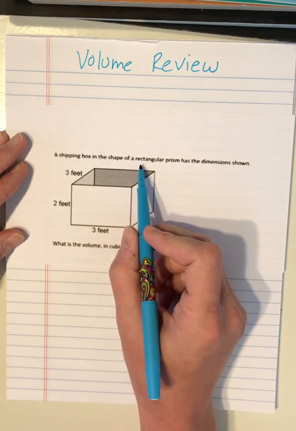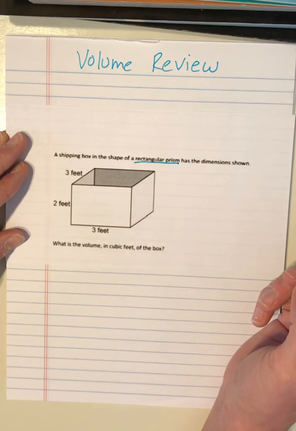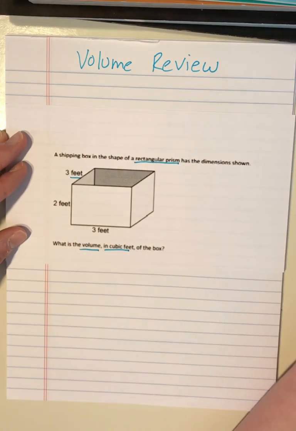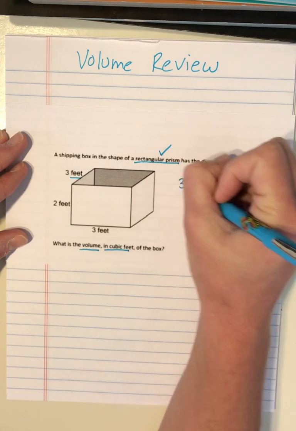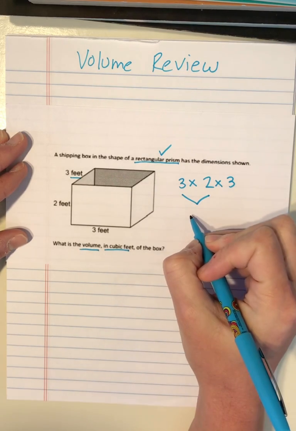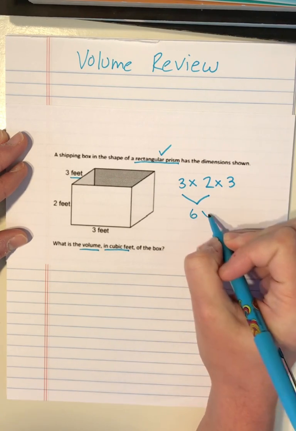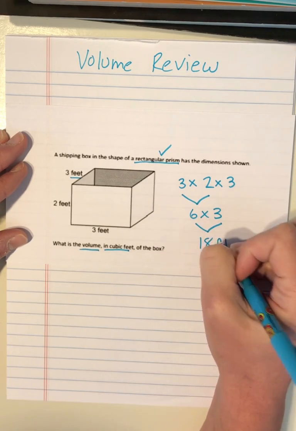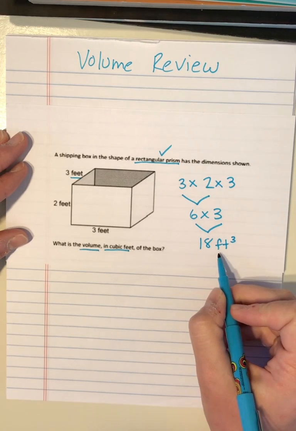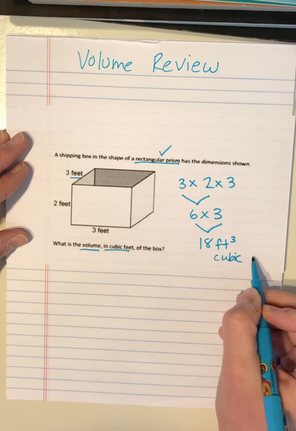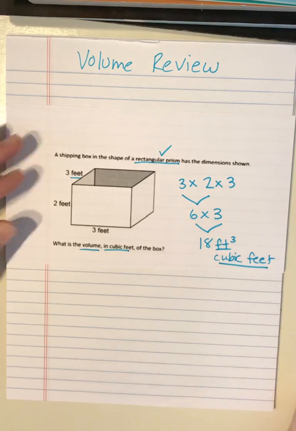It says a shipping box in the shape of a rectangular prism has the dimensions shown. What is the volume in cubic feet of the box? This time we know our answer is going to be in cubic feet. We know we can find the volume using the formula because it's a rectangular prism. So I'm going to do 3 feet times 2 feet times 3 feet. 3 times 2 is 6. 6 times 3 is 18. Remember, you can write your answer with feet cubed, as the 3 is the exponent, or cubic feet. Either way, we know that we're talking about volume.